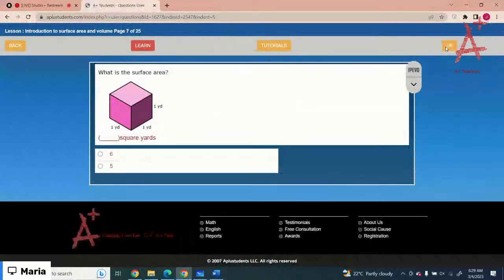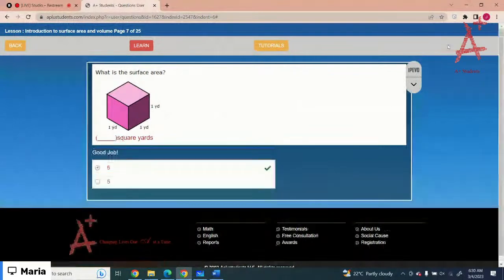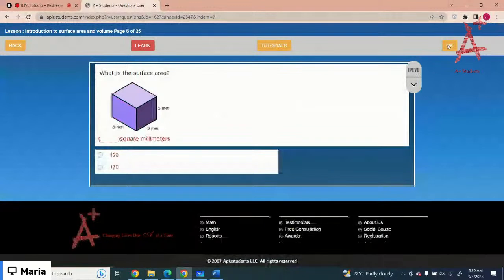Okay, so what is the surface area? That is a cube. So cube has all sides equal in length. So let's just calculate the surface area of one face and multiply it by the 6. Got it? So the dimensions are 1 times 1. So 1 times 1 is 1, and 1 times 6 is 6. Got it? Okay, you have to calculate the surface area.